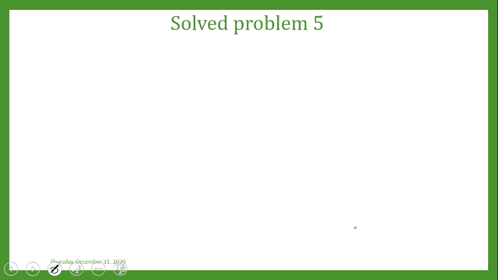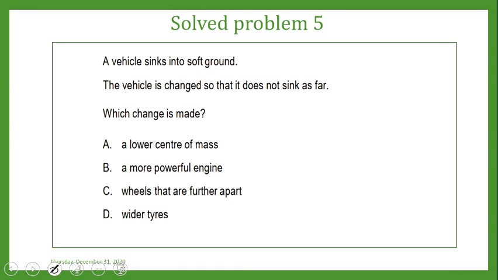And the second to the last question we have is objective. A vehicle sinks into soft ground. The vehicle is changed so that it does not sink as far. Which change is made? So this question is a technical or applied question, which is part of our objective dimension area. A, a lower center of mass. Of course, this one is not going to be right. Which change is made for the vehicle not to sink further? What changes can somebody make in that case?